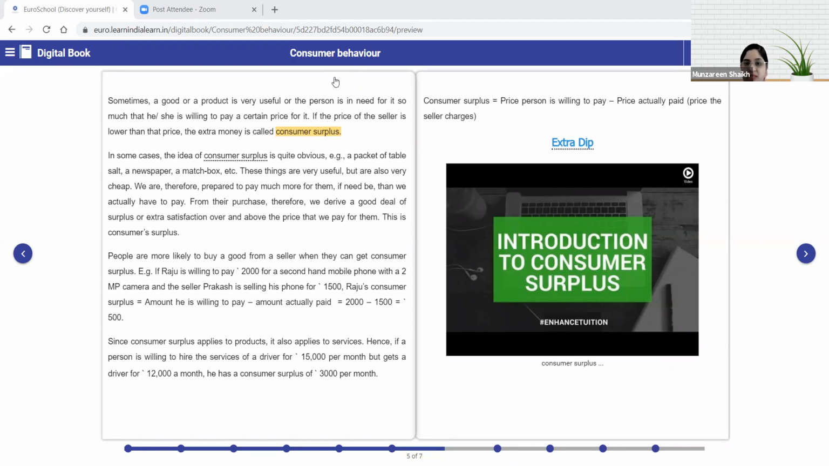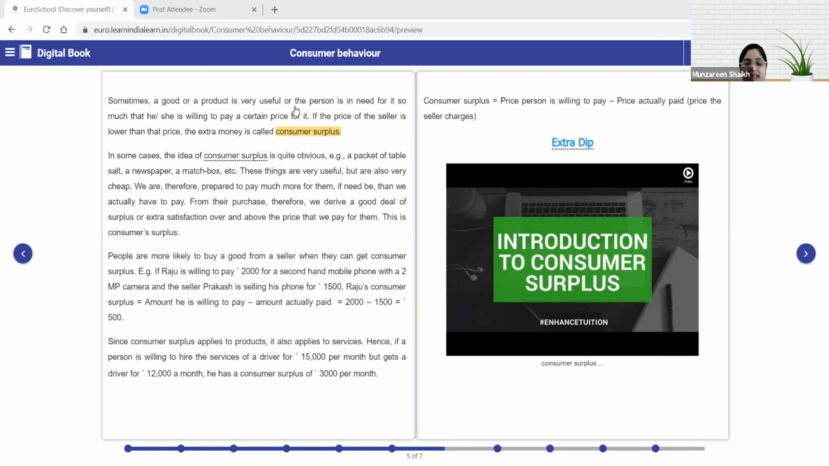From their purchase, therefore, we derive a good deal of surplus or extra satisfaction over and above the price that we pay for them. This is called consumer's surplus. People are more likely to buy a good from a seller when they can get consumer surplus.